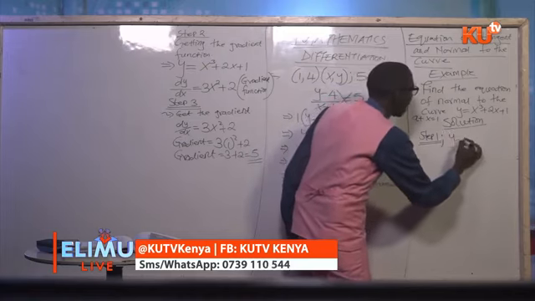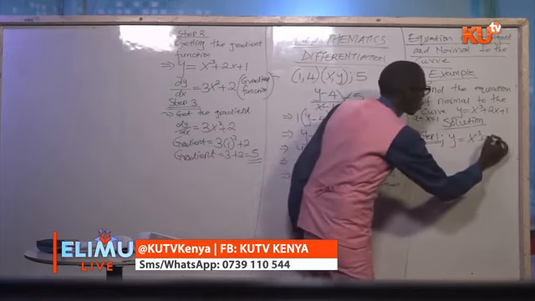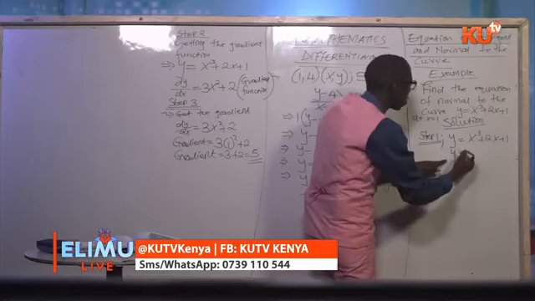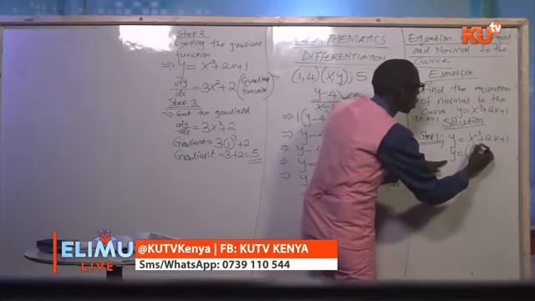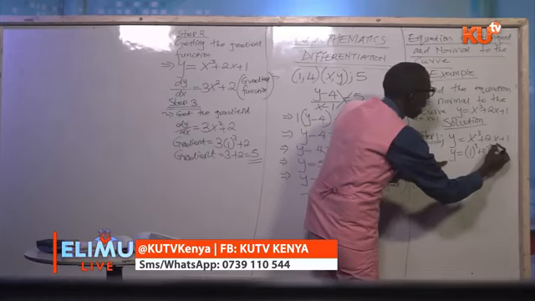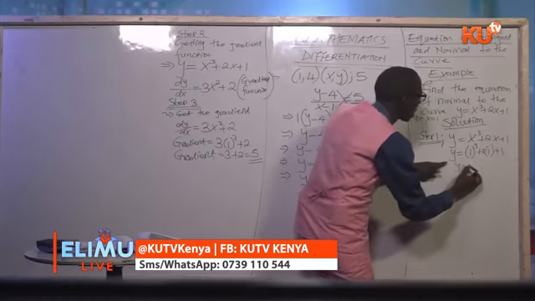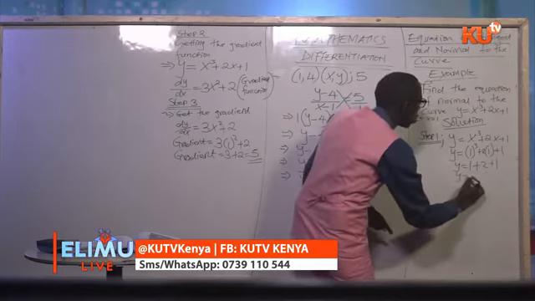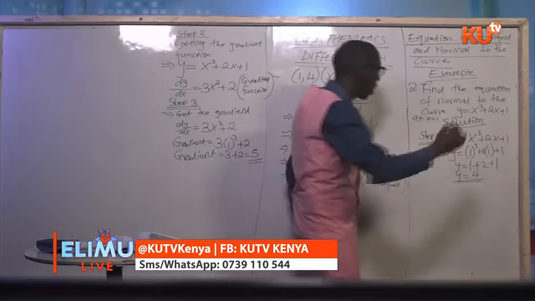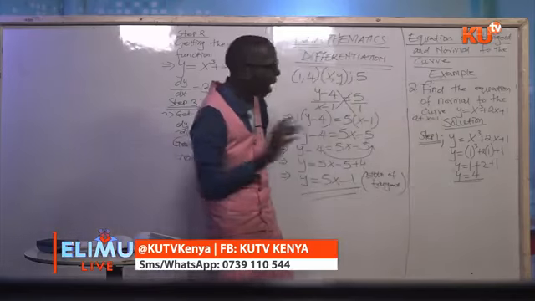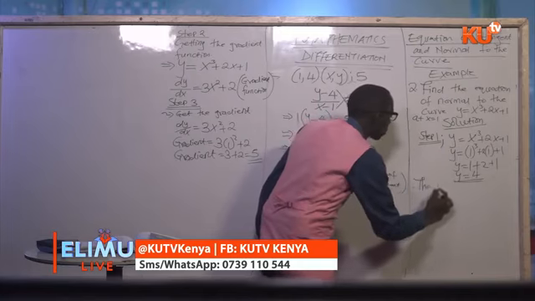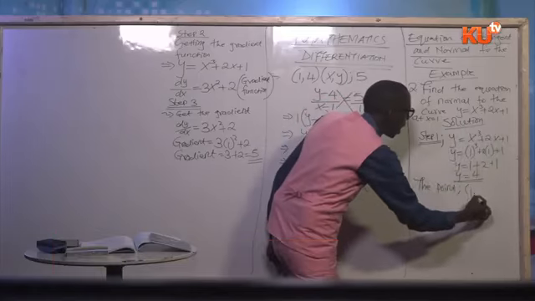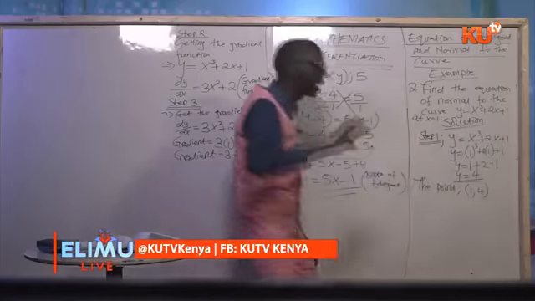So we have y is equal to x cubed plus 2x plus 1. Getting the value of y when x is 1: y is equal to 1 cubed plus 2 times 1 plus 1. So y is equal to 1 plus 2 plus 1, and y is equal to 4. So we already have the value of y when x is 1 and therefore we have the point: x is 1 and y is 4. We have gotten the point.